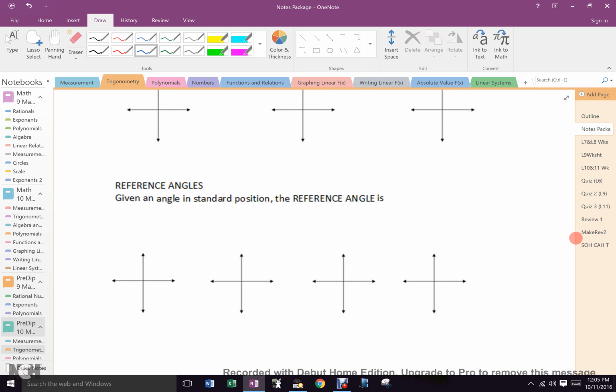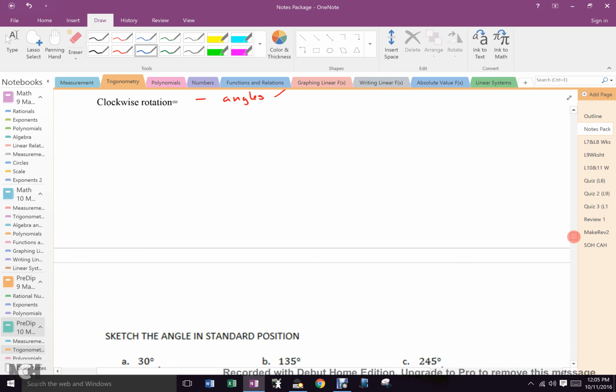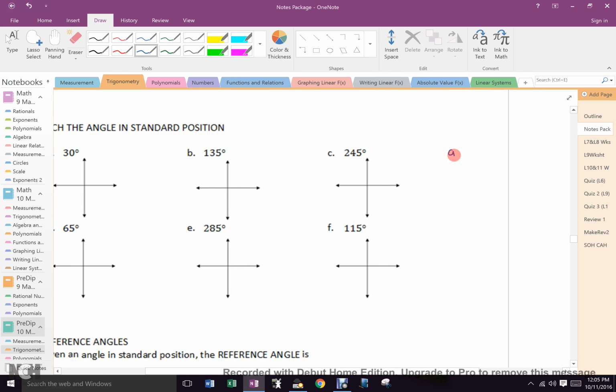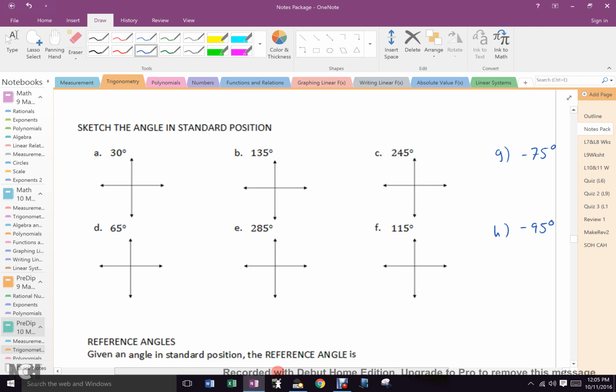When you are done A, B, C, D, E, and F, I want for you to give these a shot. You should have room to sketch them on your page. G, go for negative 75 degrees, and H, go for negative 95 degrees, and see what you come up with. I have them right up on the screen as negative 75 and negative 95.